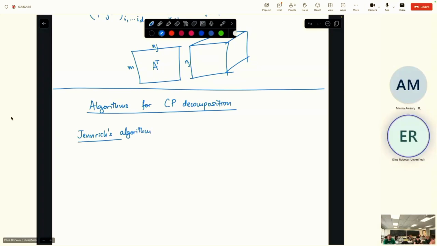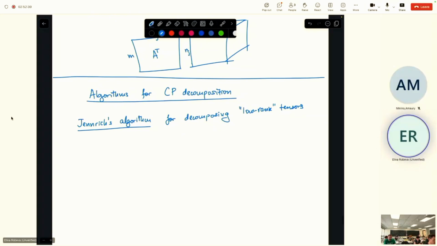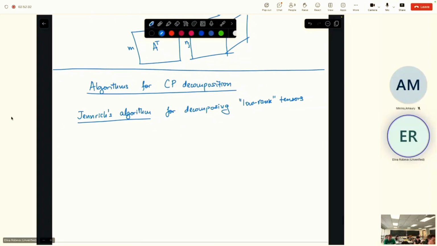And this one is actually for decomposing low-rank tensors. So it wouldn't work for any tensor. It would work for a low-rank tensor, which I'll define in a second. But it is actually an efficient algorithm that you can prove converges with probability 1 to the correct decomposition.